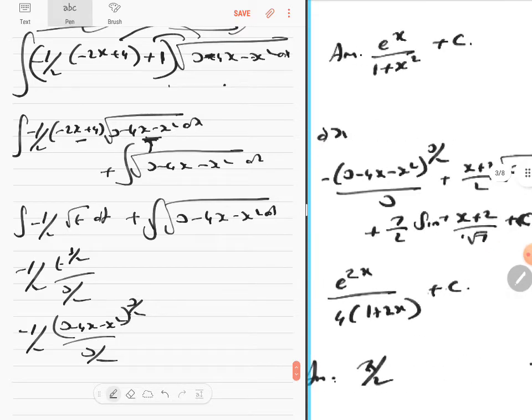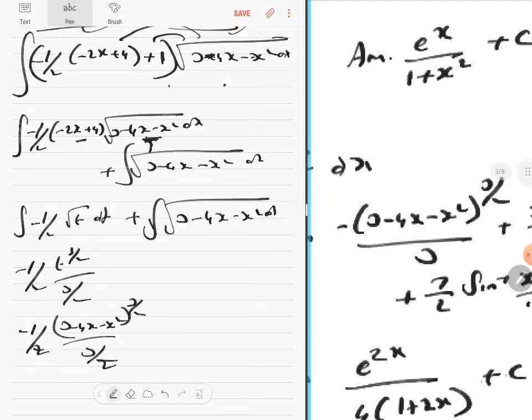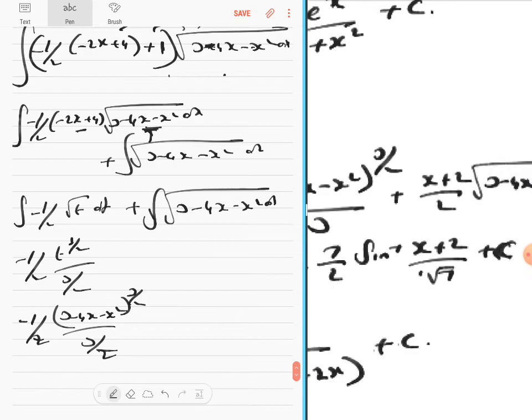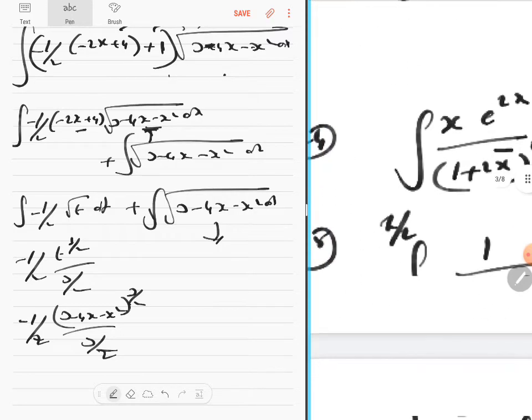I take the 2 up, the 2 and 2 get cancelled, so I've almost got the first term's answer. Can you see? And this is the normal completion of square method, which you can proceed with, I'm sure. With the normal completion of square, you can complete the sum. So let's go to the next question.